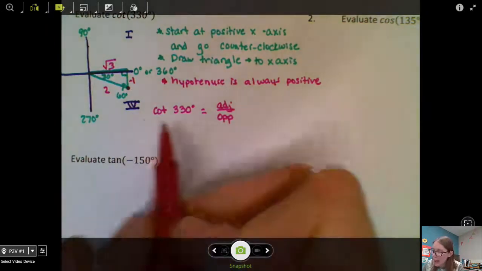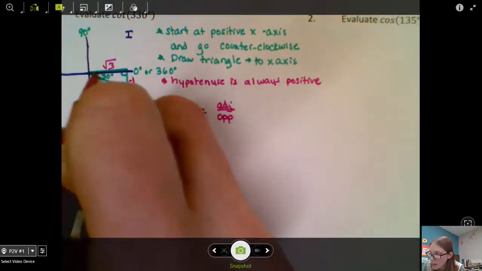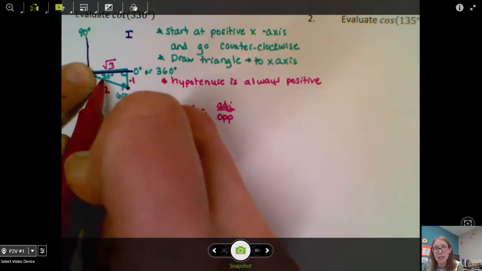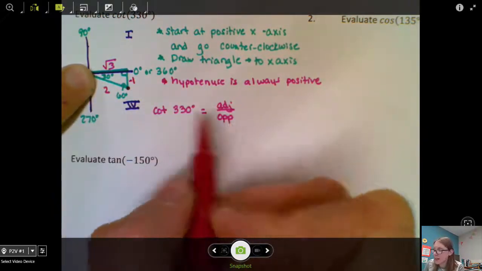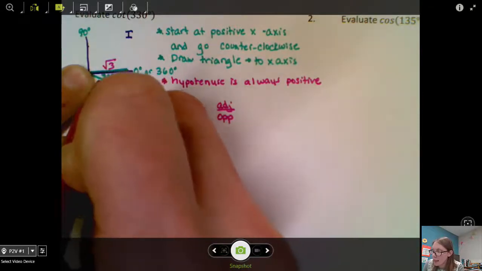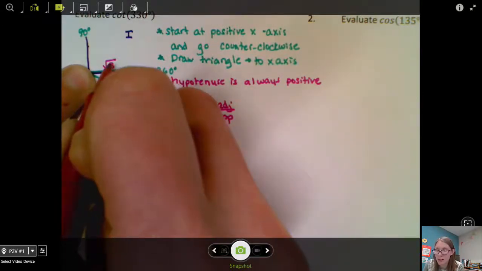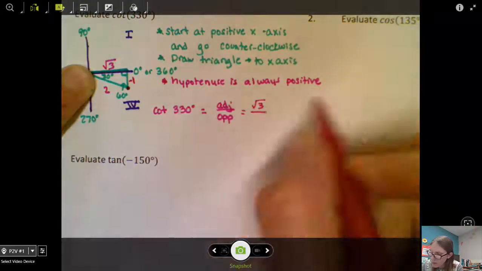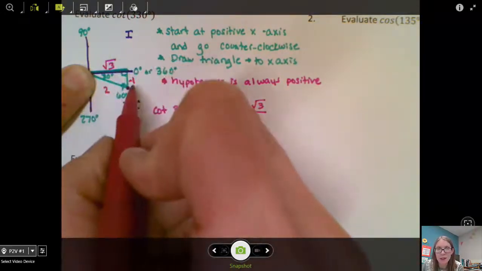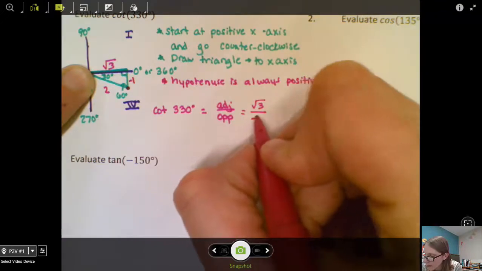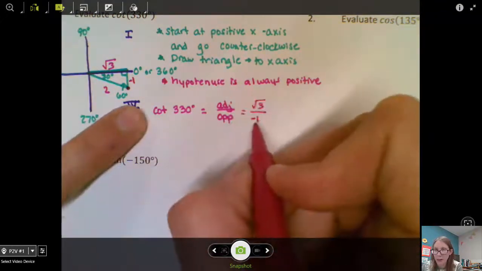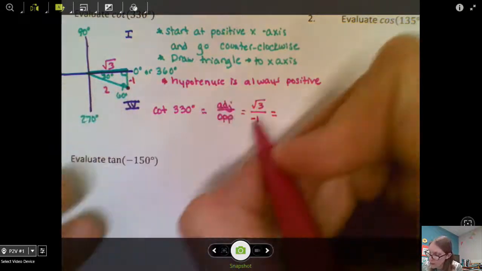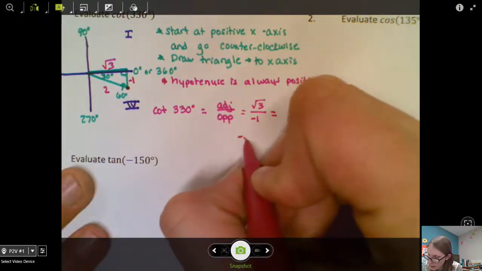So I want to look at my angle that's made with the x-axis to figure out what is the adjacent, what is the opposite side length. From my angle with the x-axis here, the adjacent side is the square root of 3. The opposite is this -1 that's over here. So the cotangent of 330 degrees is the square root of 3 over -1, which is the negative square root of 3.